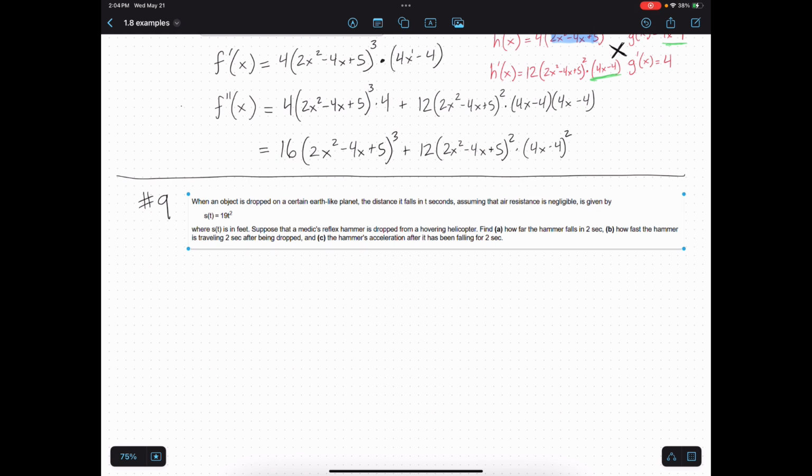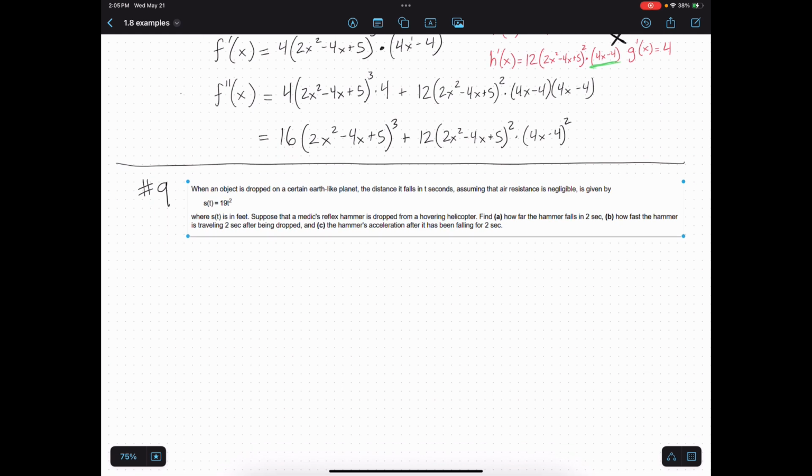When an object is dropped on a certain Earth-like planet, the distance it falls in t seconds, assuming that air resistance is negligible, is given by s of t equals 19t squared. Why does this have to be an Earth-like planet? Because Pearson likes to change numbers around, but Earth always has the same gravity constant. And so that's why Pearson's like, okay, this is just Earth-like because they're changing the gravity constant here.